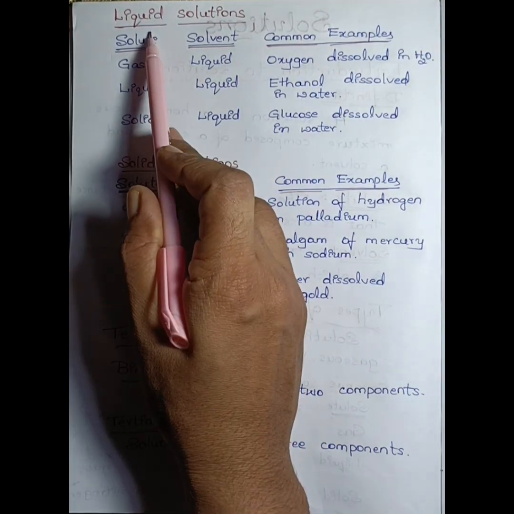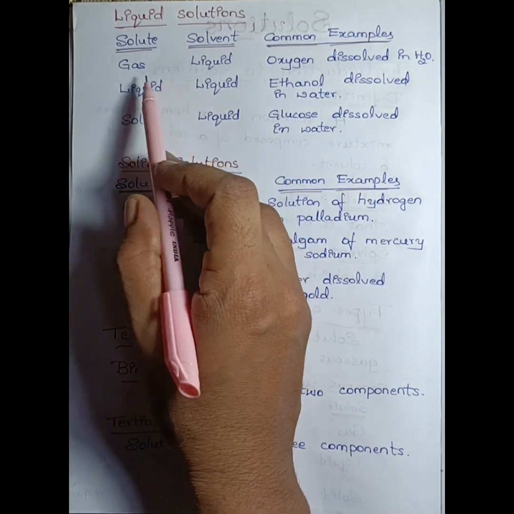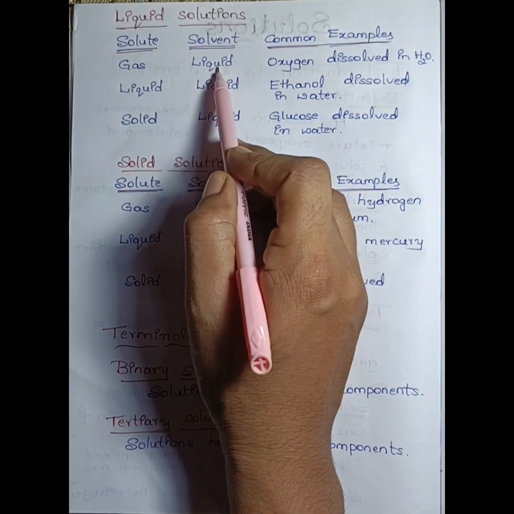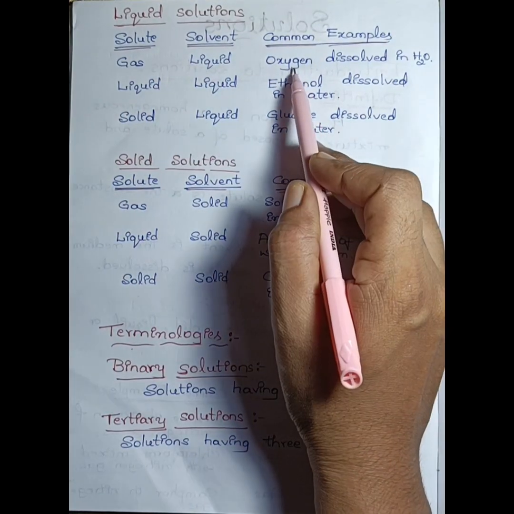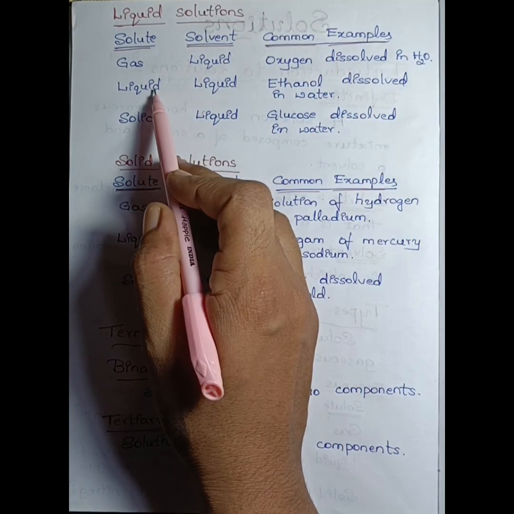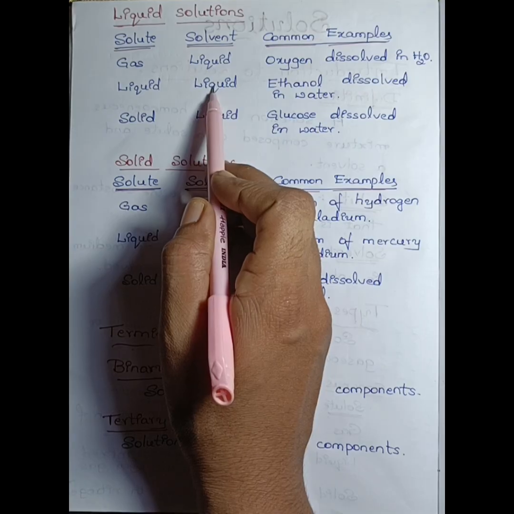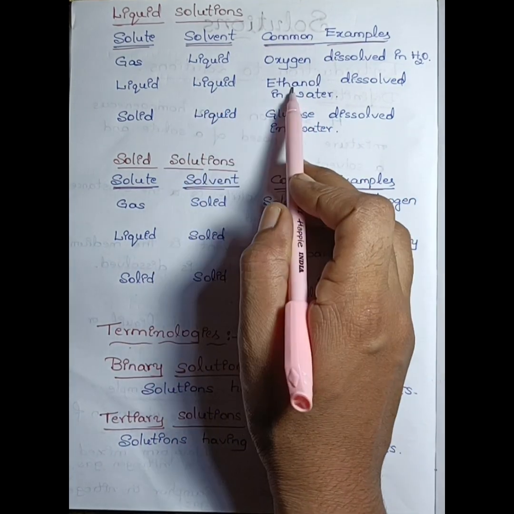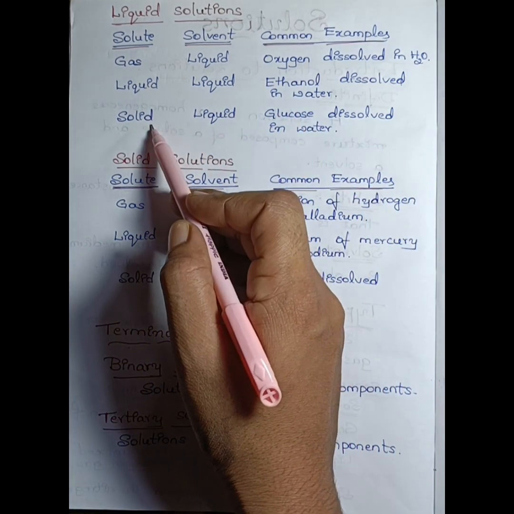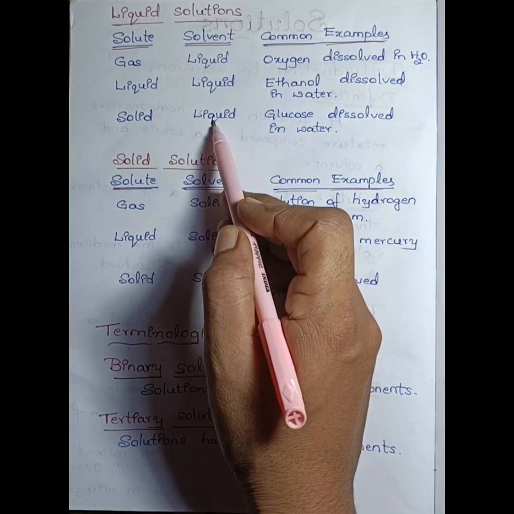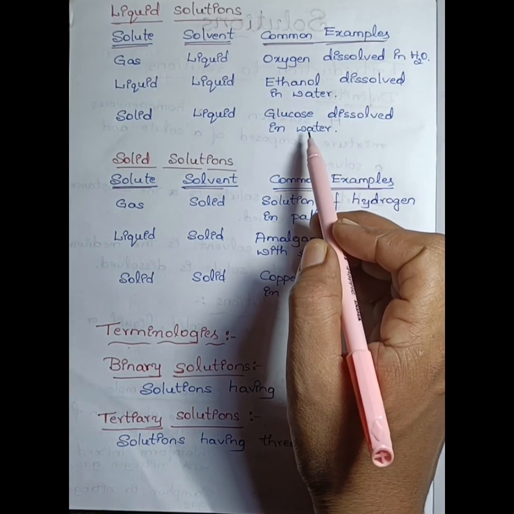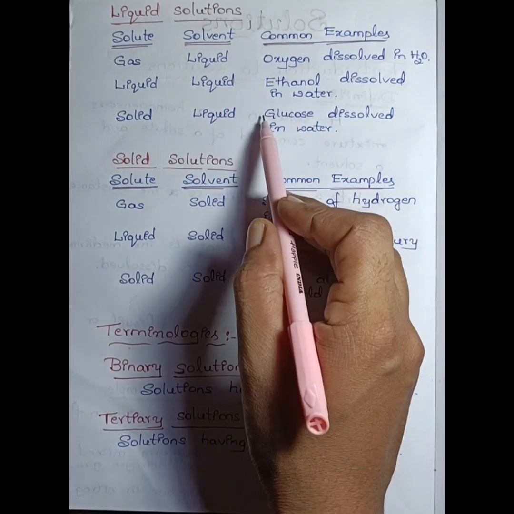Next, the second type of solution is liquid solution. If solute is gas and solvent is liquid, then an example is oxygen dissolved in water. Then if solute is liquid and solvent is also a liquid, then an example is ethanol dissolved in water. And if solute is solid and solvent is a liquid, then an example is glucose dissolved in water. These are the liquid solutions.